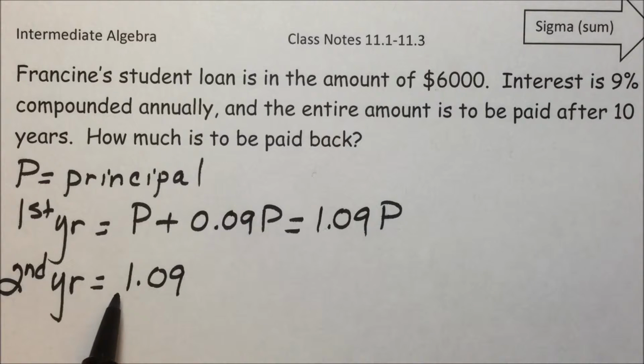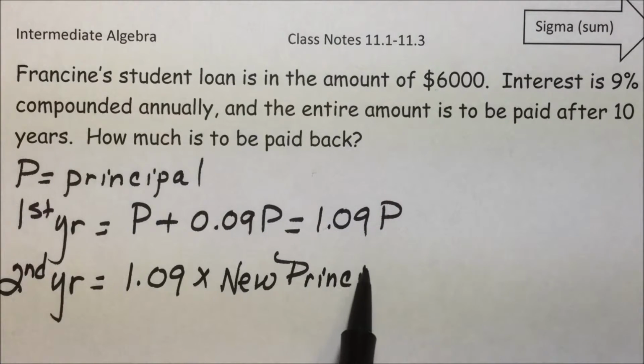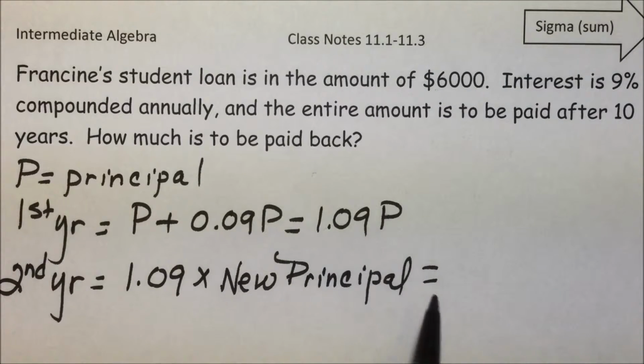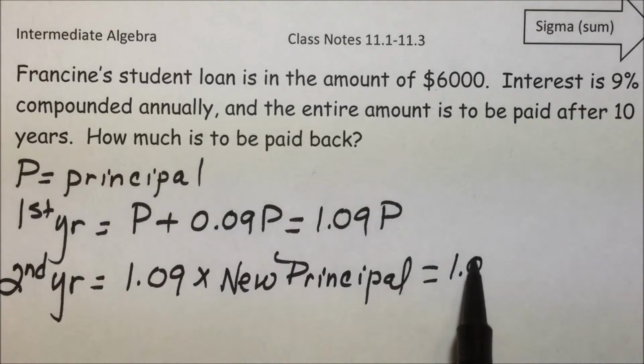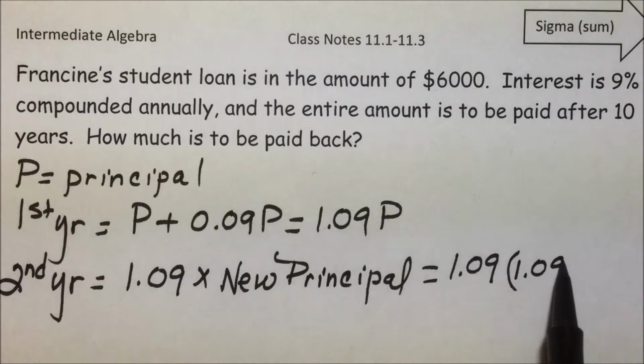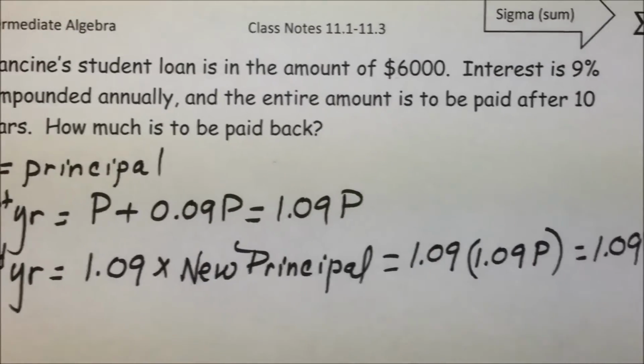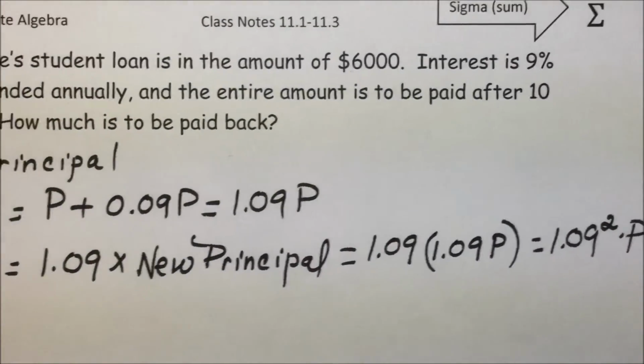1.09, that original amount, plus the 9% times the new principal, which is what was owed from the previous year. So it will be 1.09 times the amount owed at the end of the first year, which ends up with 1.09 to the second power times P.